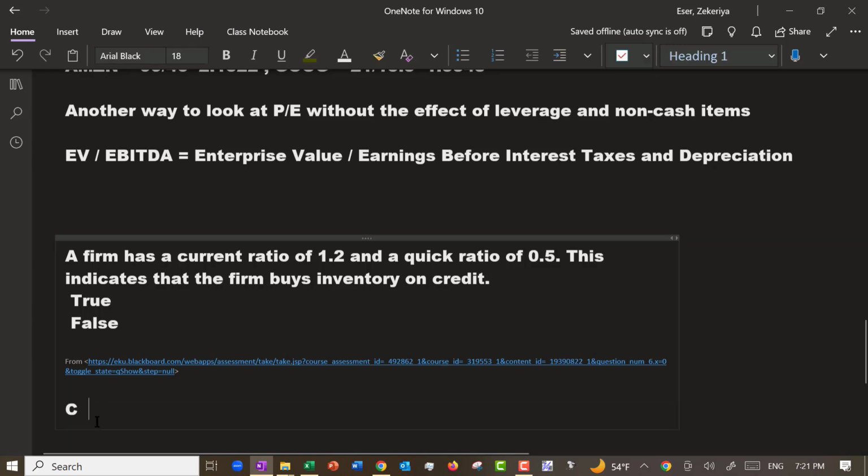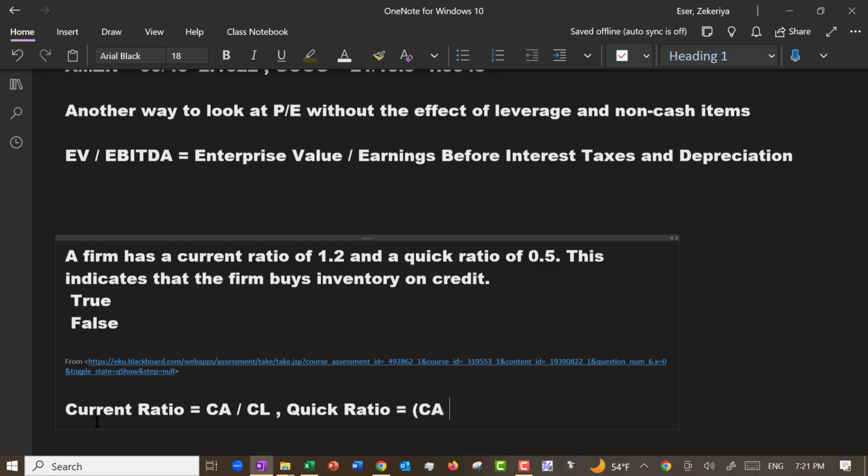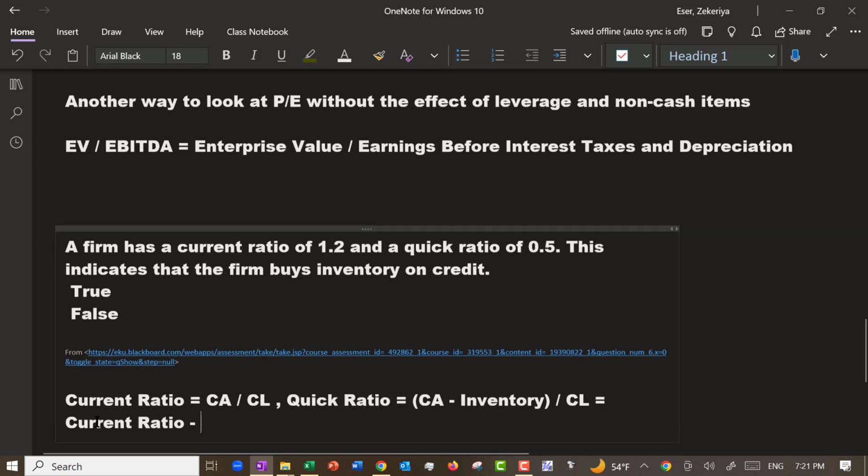Now, current ratio is current assets plus current liabilities. Quick ratio is current assets minus inventory over current liabilities, or current ratio minus inventory over current liabilities.